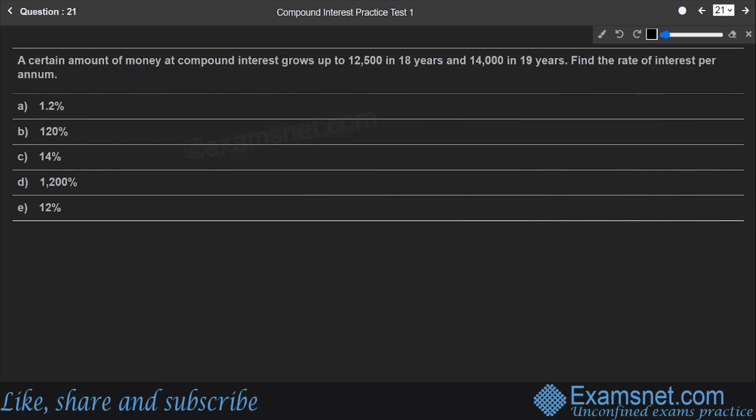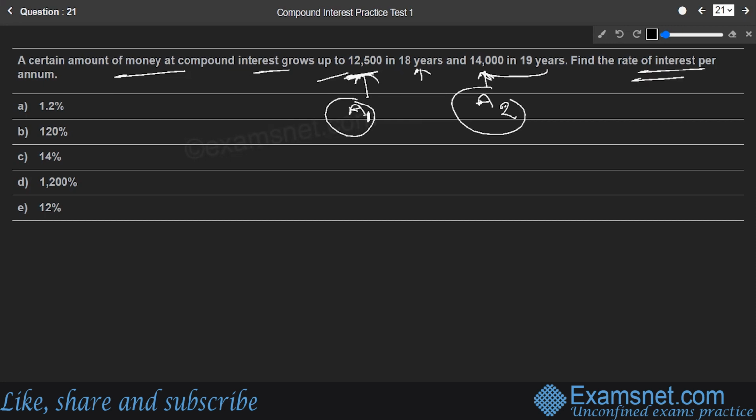Now, a certain amount of money at compound interest grows to 12,500. If it is the grown up amount, this has to be treated as an amount in 18 years, and 14,000 in 19 years. So we can take the first amount value as A1 and the second amount value as A2. After 18 years, it has grown to 12,500, and in 19 years, it has grown to 14,000. Find the rate of interest per annum.